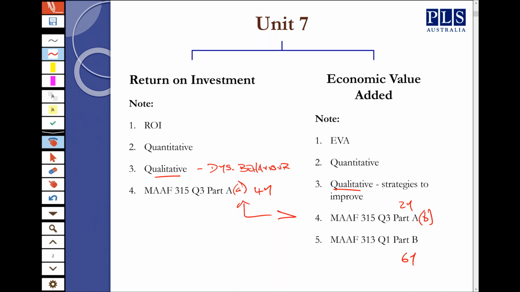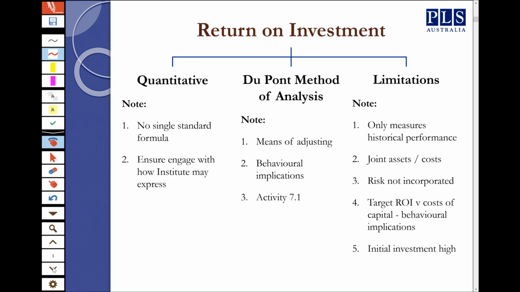Even if we do see it, we're probably not expecting to see much more than a 4 to 6 mark range. From a return on investment perspective, however, I tend to suggest to candidates to break it down into 3. 1, understand that from a quantitative level, the Institute does make the point that there is no single standard formula for return on investment. So you'll find that you've got to watch the language and how they express it. I'll build on that in a moment.